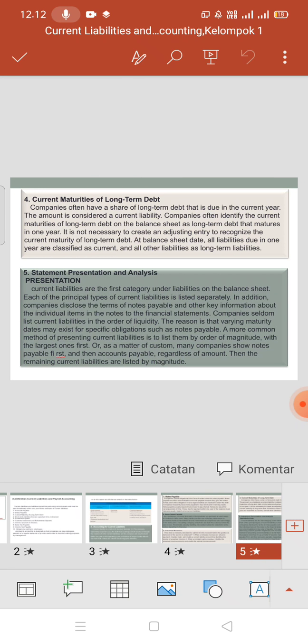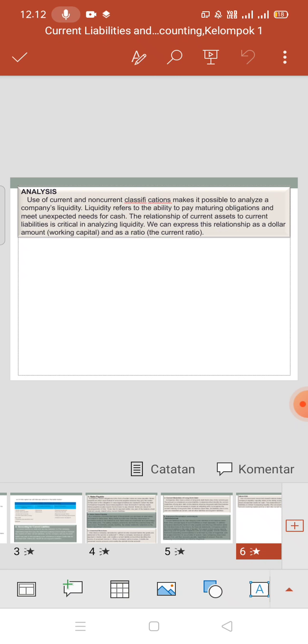4. Current maturities of long-term debt. Companies often have a portion of long-term debt that is due in the current year. 5. Statement presentation and analysis. Presentation: current liabilities are the first category under liabilities on the balance sheet. Analysis: use of current and non-current classification makes it possible to analyze a company's liquidity.